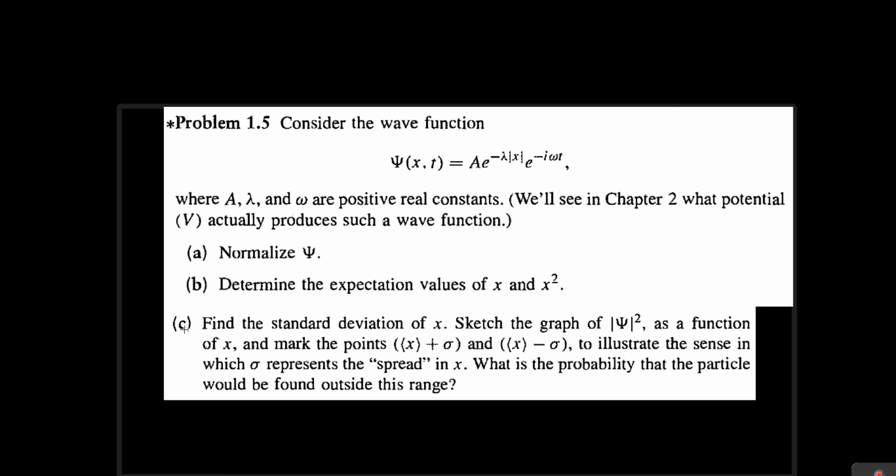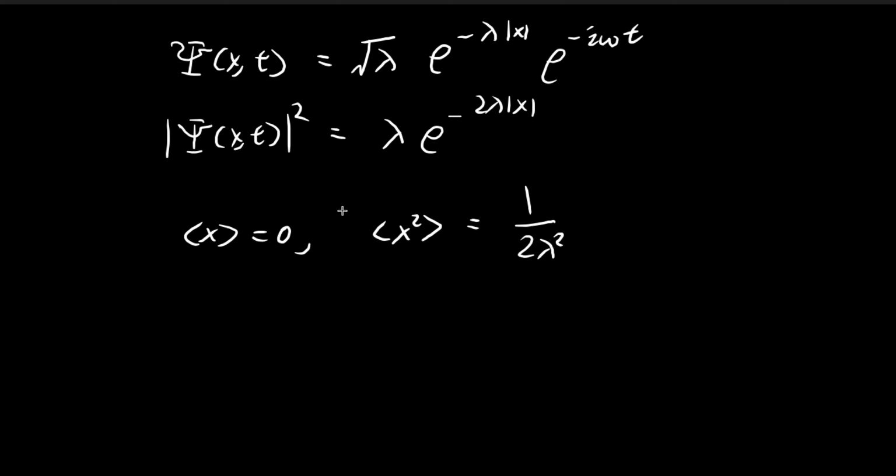So now let's move on to part C. In part C, we need to find the standard deviation of x. This is all the information that we've gained so far from part A and part B and from the question itself. Last time we found that the expected value of x squared is equal to this expression.